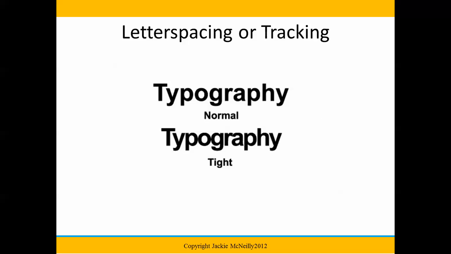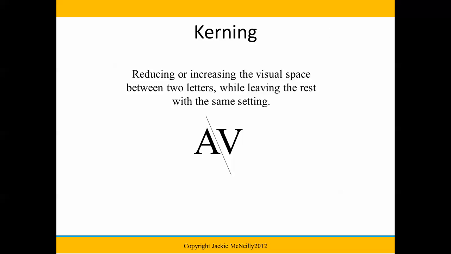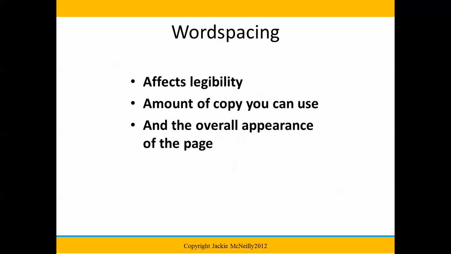Now, another thing we're going to talk about is letter spacing or tracking. It's called tracking in Illustrator and all the Adobe products. You can see the top typography has normal tracking and the bottom one has tight. And we're going to work on that during our lessons. Now, kerning is the visual space between 2 letters. And Adobe does a very good job of automatically kerning, but you may want to kern certain words yourself, and I'm going to teach you how to do that.